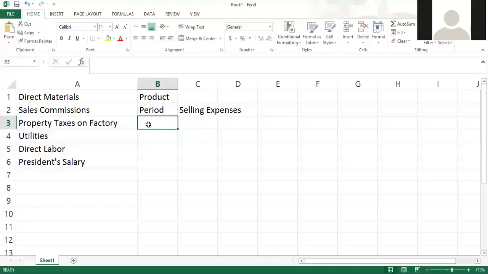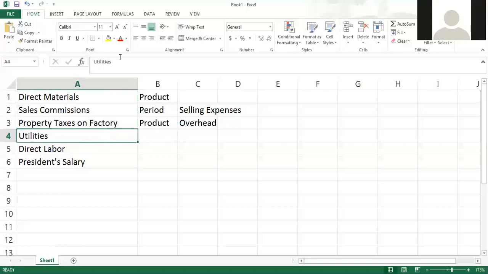Property taxes on the factory being the key word, told us that it was a product cost and specifically overhead. If it's product, it's either going to be direct materials, direct labor, or overhead. Since property taxes aren't materials or labor, they get thrown in overhead. Utilities, this one's too vague for us to tell. Where were the utilities? Were they utilities in the office building, in the store, or in the factory? So if we say they're in the factory, then it's just like the property taxes.